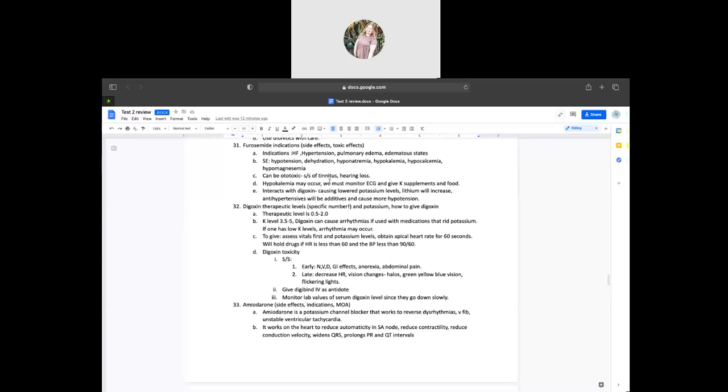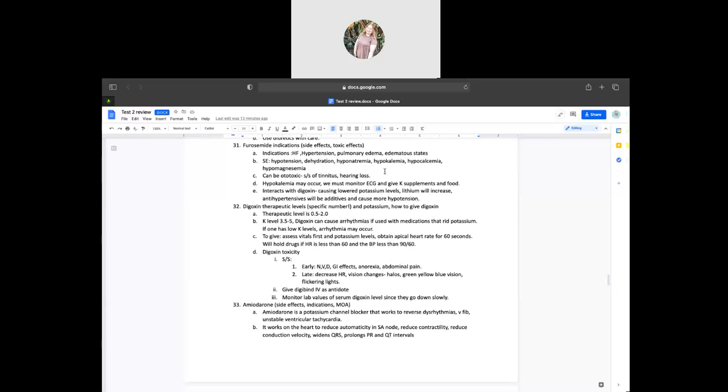We have to make sure we monitor the EKG and give K supplements and foods high in potassium. Remember that furosemide interacts with digoxin, causing lower potassium levels, and will cause lithium to increase. Antihypertensives will be additive and cause more hypotension because furosemide rids the body of fluid. Antihypertensives dilate the vessels, causing more hypotension. It can be additive, so we must be careful when using this with an antihypertensive medication.